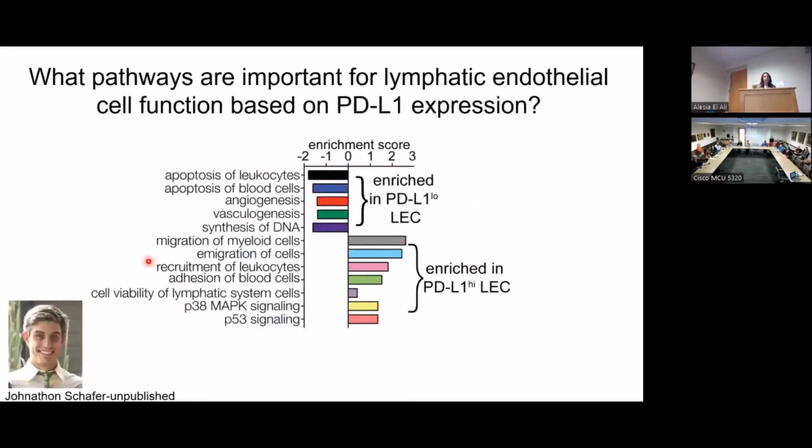And while we found a number of different pathways that were differentially regulated between the PD-L1 high lymphatic endothelial cells and the PD-L1 low lymphatic endothelial cells, such as the PD-L1 high, which are on the outside, are really important for telling cells to migrate to the lymph node, immune cells, and the PD-L1 low lymphatic endothelial cells are really important for division and apoptosis. Sorry. And so this work was followed up by Jonathan Schaefer, who has a paper coming out in the next month talking about this.